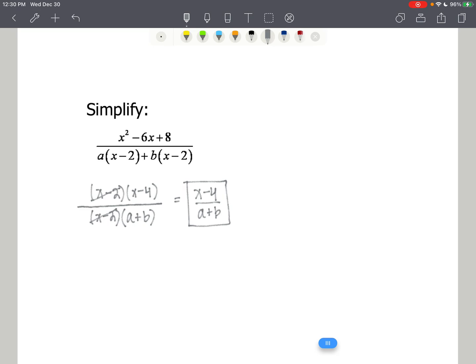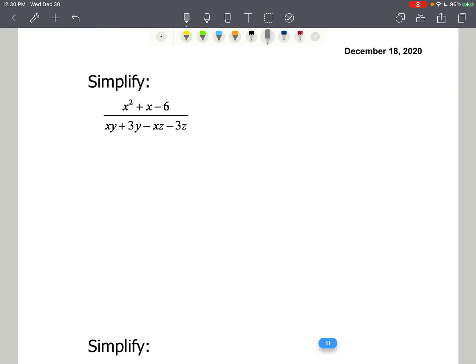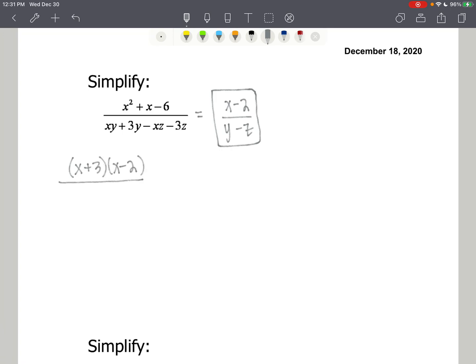And here's one for you to try. Go ahead and press pause. And welcome back. If you got x minus 2 over y minus z, hot dog. Our factors were x plus 3, x minus 2 in the numerator, over x plus 3, y minus z in the denominator. And the denominator is a factor by grouping situation.